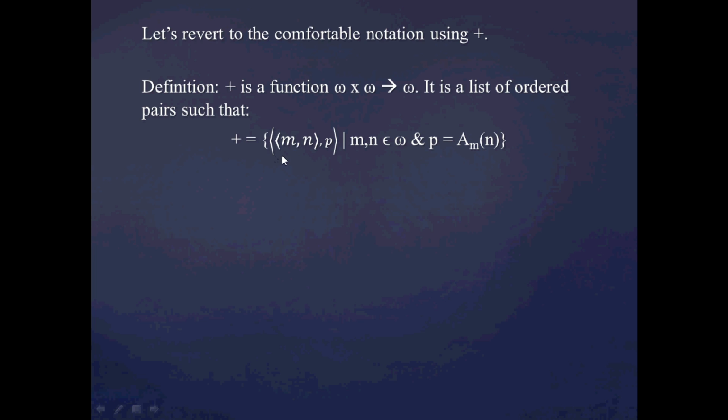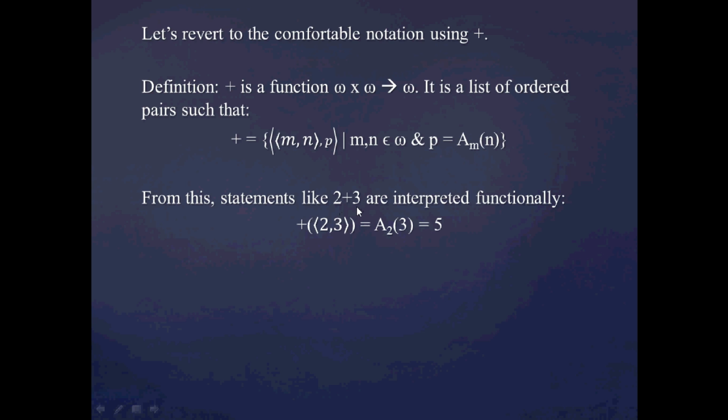the set of ordered pairs where the first component, which is itself an ordered pair (m, n), is a member of omega times omega. The second component of the bigger ordered pair, p, is going to be given by the following: p is going to be a sub m of n. Hopefully this makes sense because let's say I input the ordered pair (2, 3). So let's say I start with the statement 2 plus 3. I'm going to interpret this functionally as the ordered pair input (2, 3) being fed into the plus function.